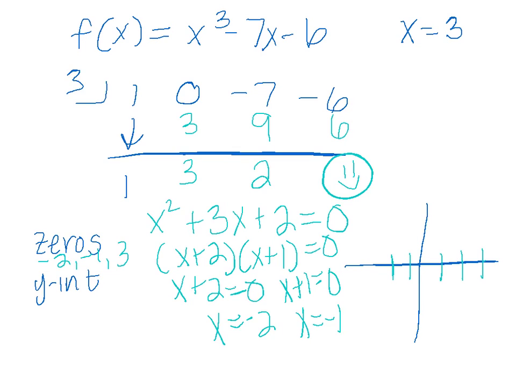So on my graph, okay, there's 3, there's negative 1, there's negative 2. I know that our y-intercept is always the constant, so it's negative 6. So it's all the way down here.